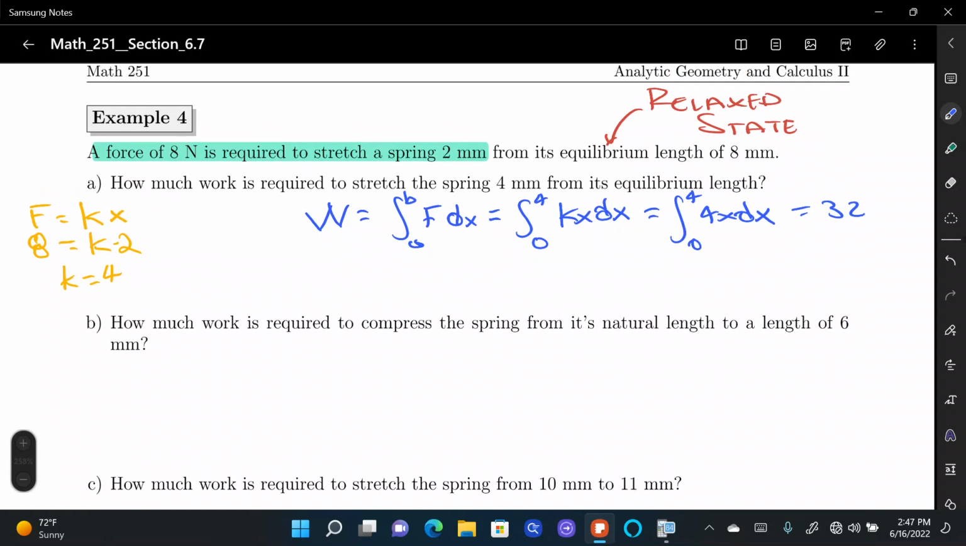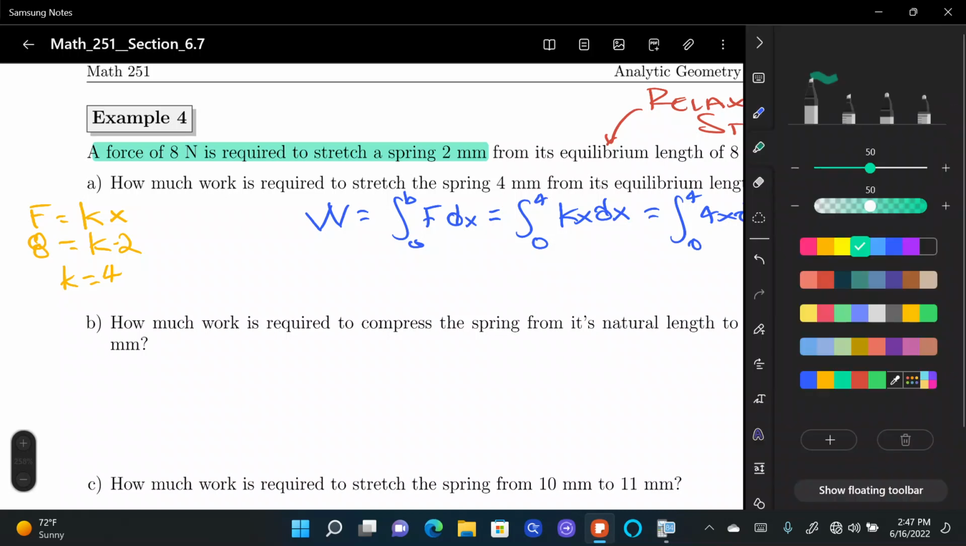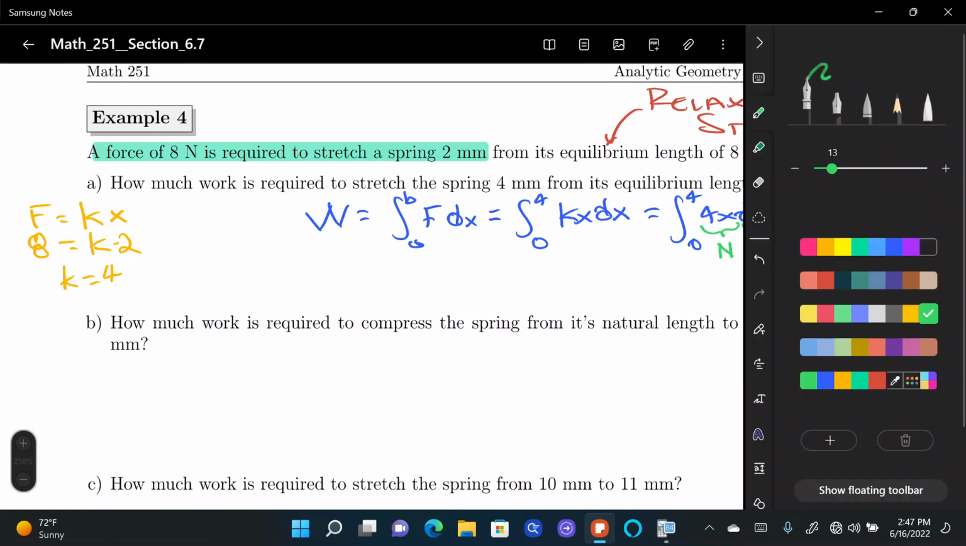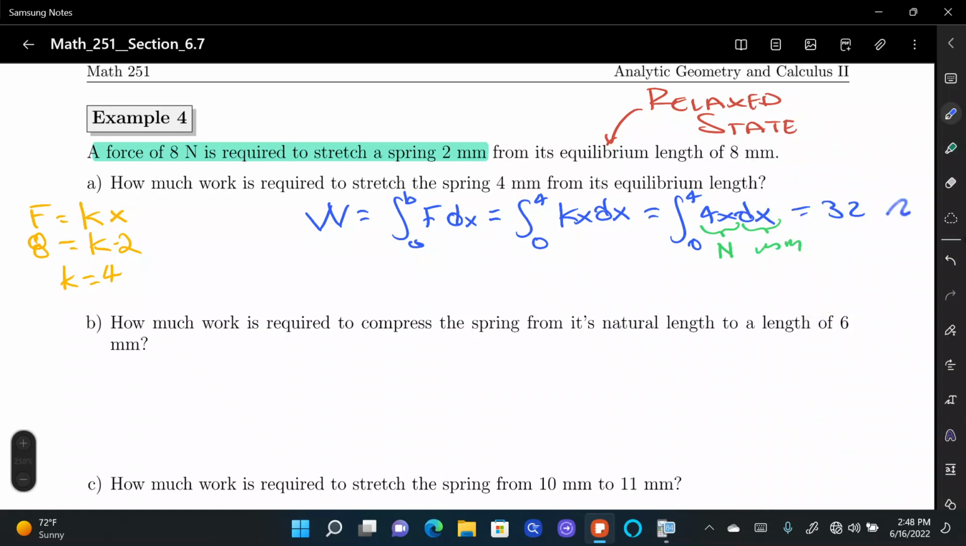Notice this force is given in newtons, but this dx is given in millimeters. So this unit right here will be not Newton meters but Newton millimeters, and that's fine. I mean, you can leave it like this in terms of newtons and newton millimeters, newton meters, etc.